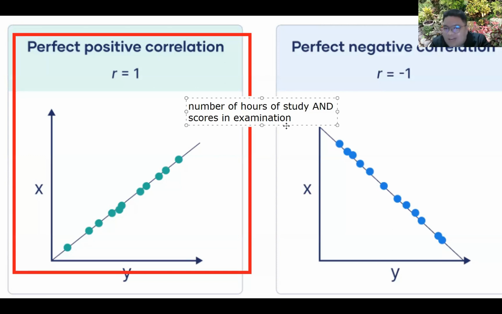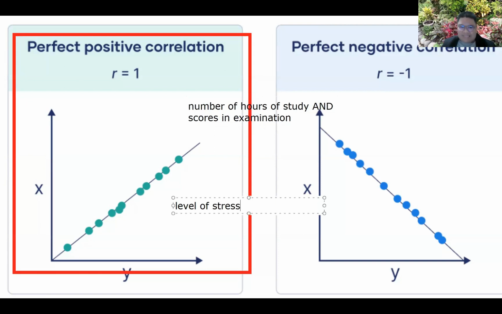Okay, very good. Okay, I can see your chats, I can see your answers. So plus, that's an example of positive correlation. Kasi we anticipate, we hypothesize that if the number of hours would increase, the scores in the exam would also increase. Okay, another example, level of stress and scores in examination. Okay? Level of stress and scores in examination.